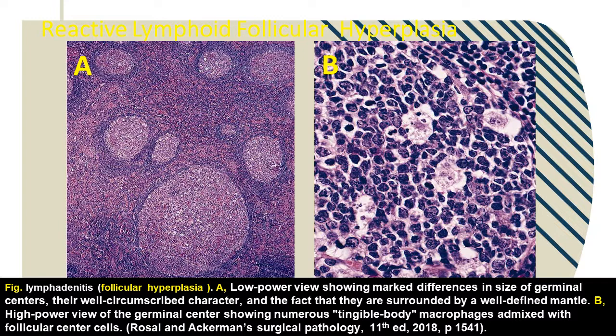This figure is for lymphadenitis of follicular hyperplasia type. The low power view in the left image shows marked differences in the size of germinal centers with well circumscribed character. The high power view of the germinal center shows numerous tingible body macrophages admixed with follicular center cells.